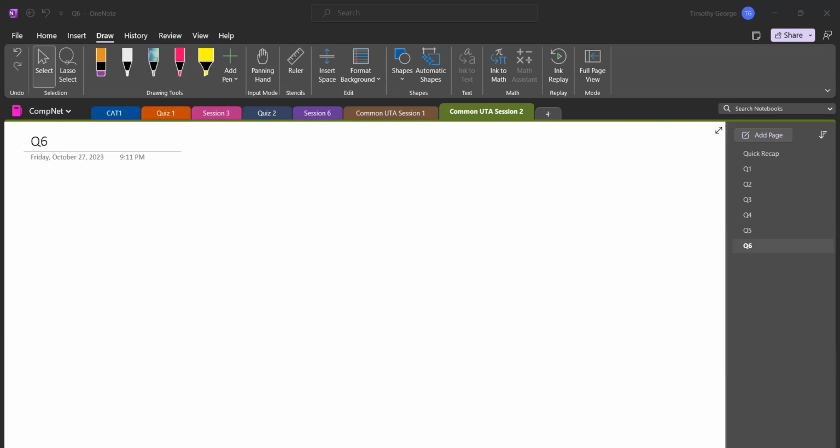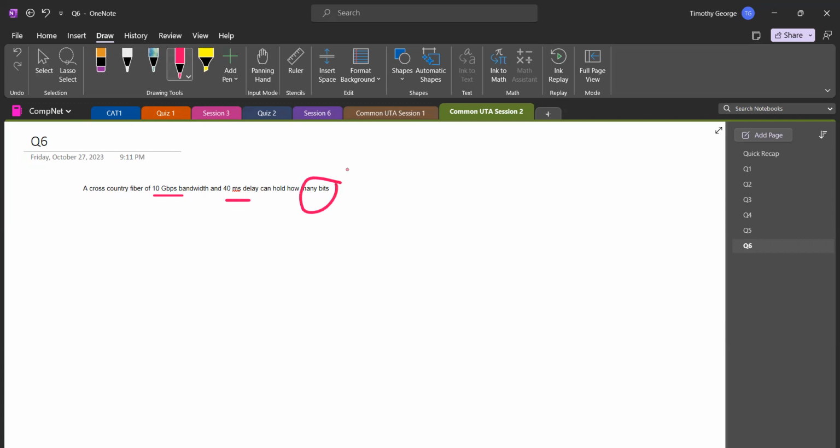Okay, this is a good question, because it introduces a new topic that I have not discussed in UTS sessions before. The question is: a cross-country fiber of 10 gigabits per second bandwidth and 40 milliseconds delay can hold how many bits?